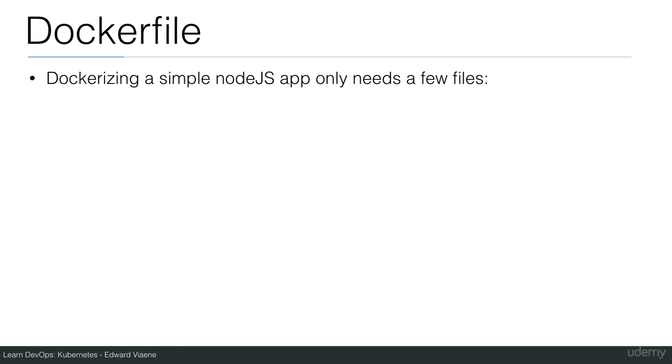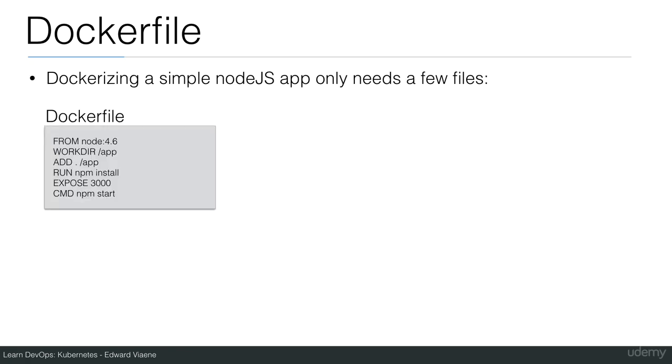So Dockerizing a simple Node.js app only needs a few files. You need a Docker file. Every container you want to build needs a Docker file. Let's just go over the few lines that are in this Docker file. First line, FROM node 4.6, we are saying our image is going to be based on the node image. This node image is publicly available. Docker will download version 4.6 from this official node image.